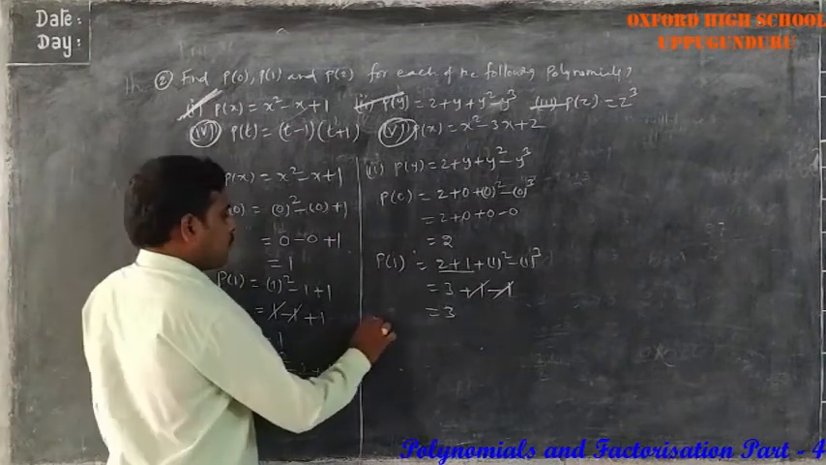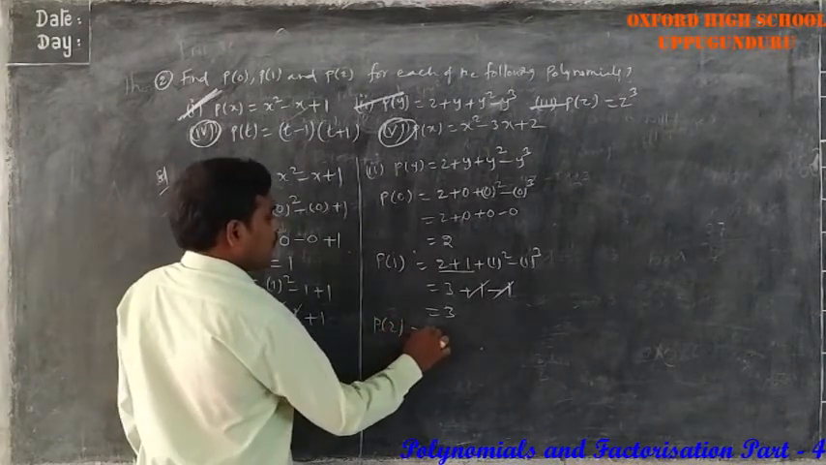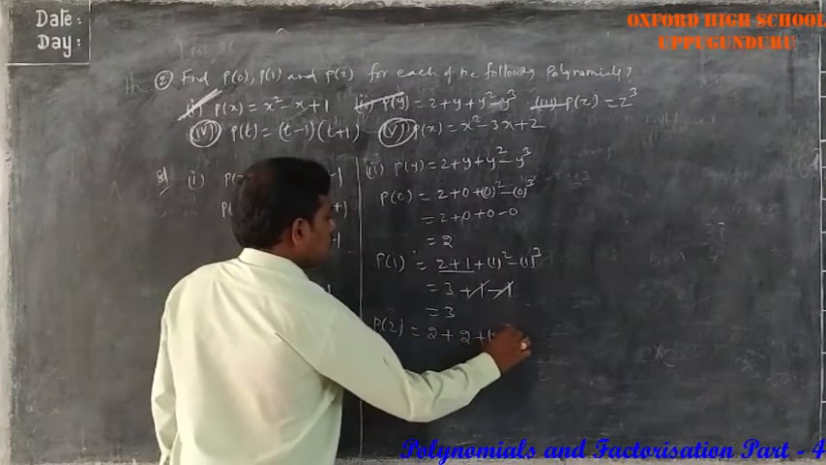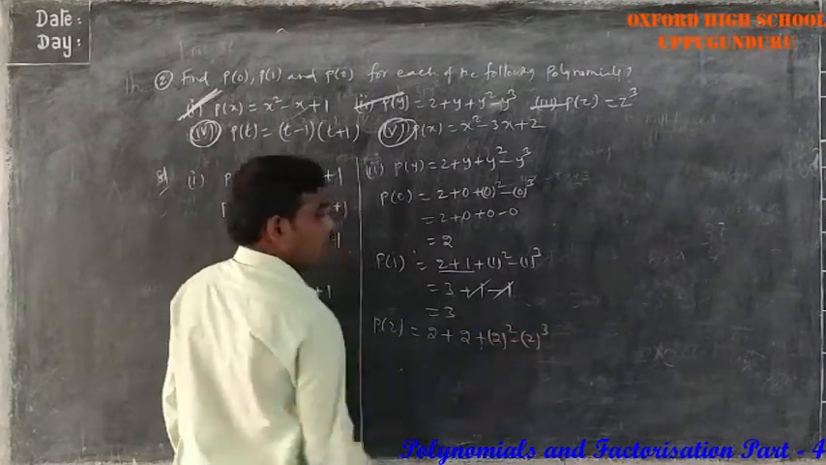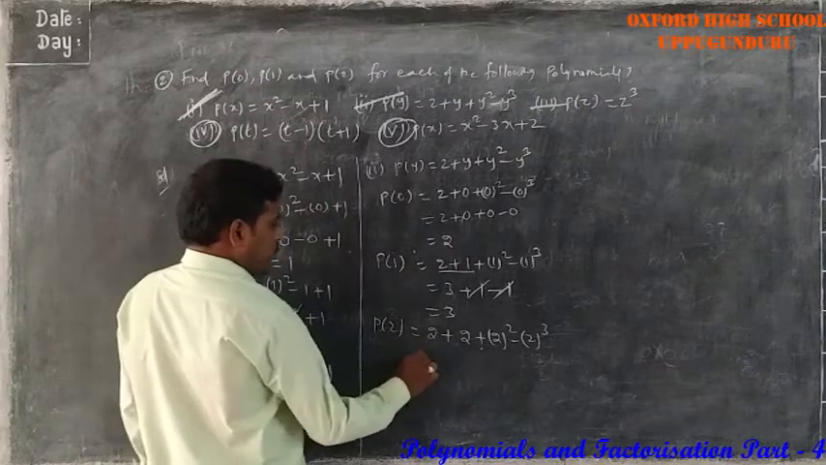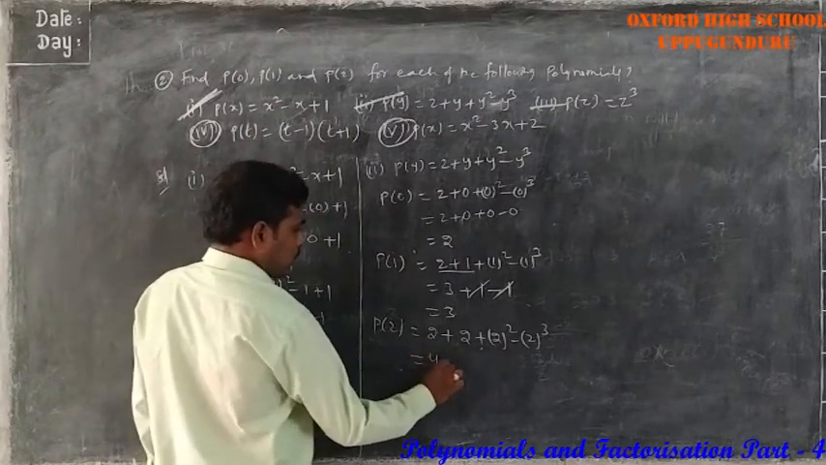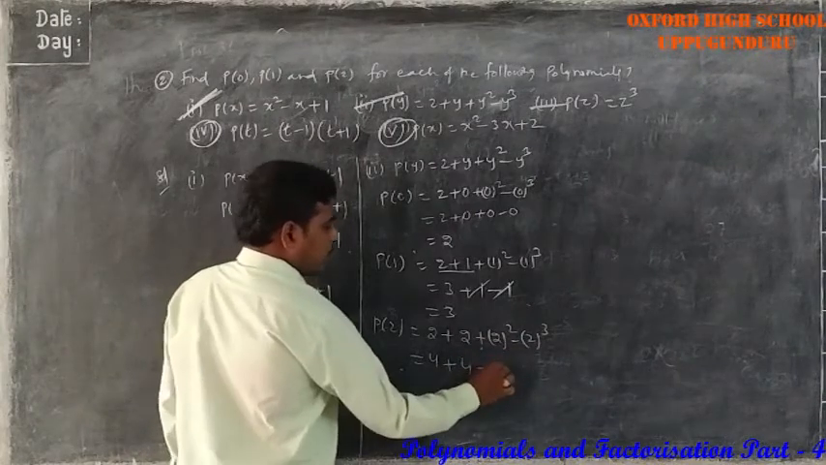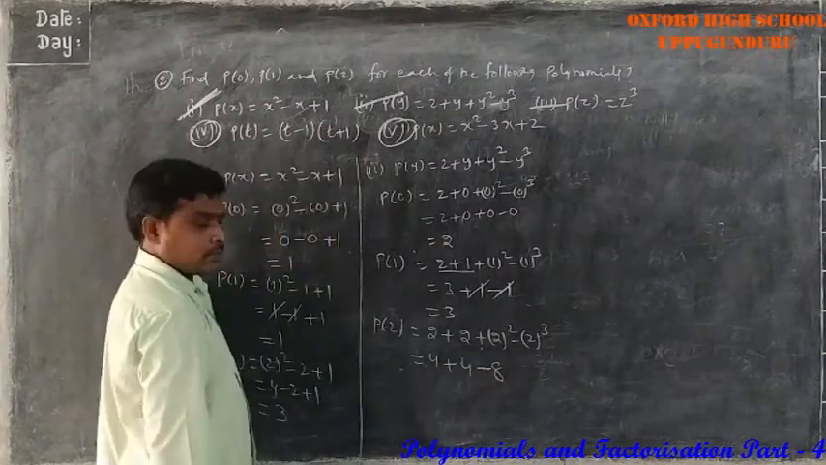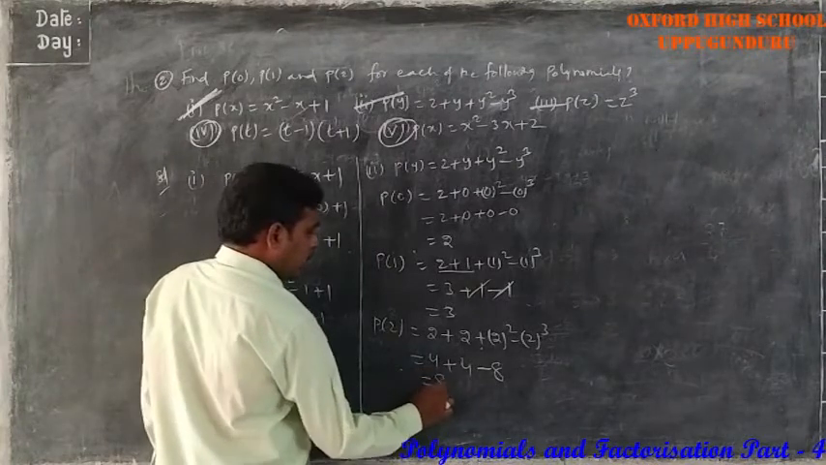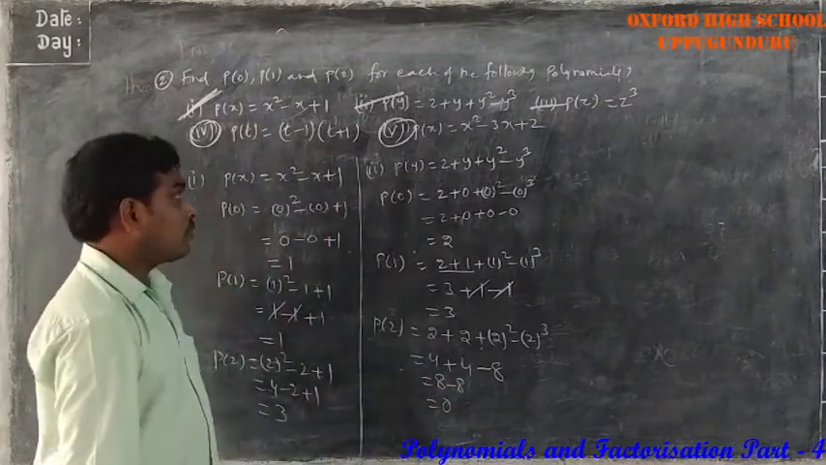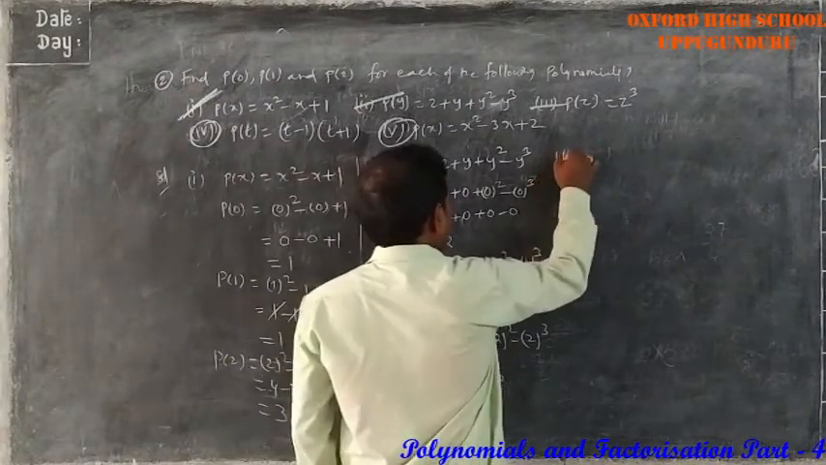Now P of 2, P of 2 equal to 2 plus 2 square minus 2 cube. What is 2 plus 2? 4 plus 2 square 4 minus 2 cube 8. 4 plus 4, 8. 8 minus 8 you get 0.